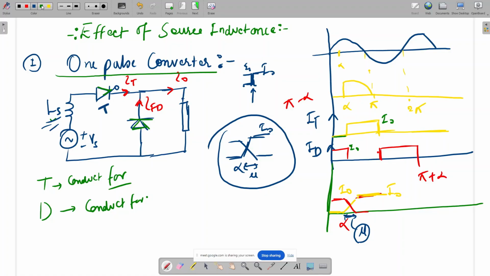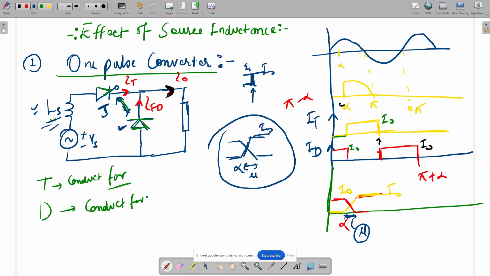Normally, the current is exchanged instantaneously between the thyristor and the diode. Let's say at alpha I am firing the thyristor. It will conduct up to pi. At pi instantaneously, the thyristor current will become 0 and the diode current will rise to I naught. This is the load current. The load current is sometimes supplied by the freewheeling diode and sometimes by the thyristor. This exchange happens instantaneously if source inductance is not there.